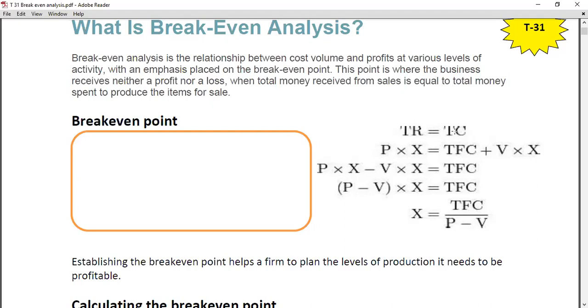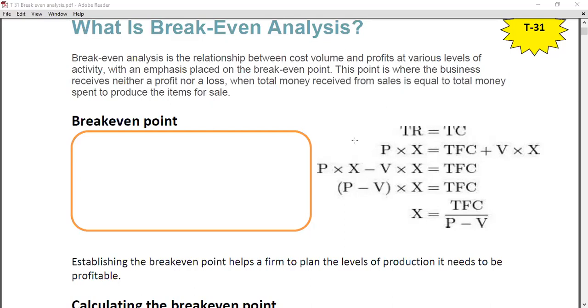On the other hand, total cost is equal to total fixed cost plus total variable cost. So total fixed cost, TFC, and total variable cost equal V times Q, that is variable cost per unit times the quantity. For example, if the variable cost per unit is 100, and you produce 3,000 quantities, the total variable cost would be 100 times 3,000, which is 300,000. Like that, total variable cost is V times Q, or V times X, the unit variable cost times quantity.